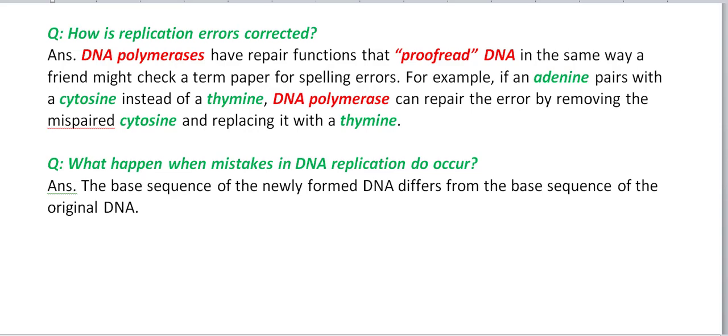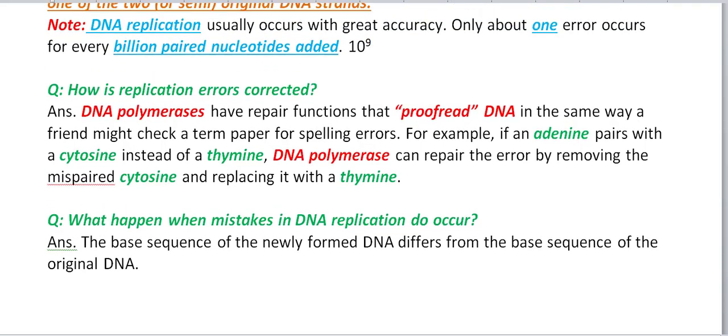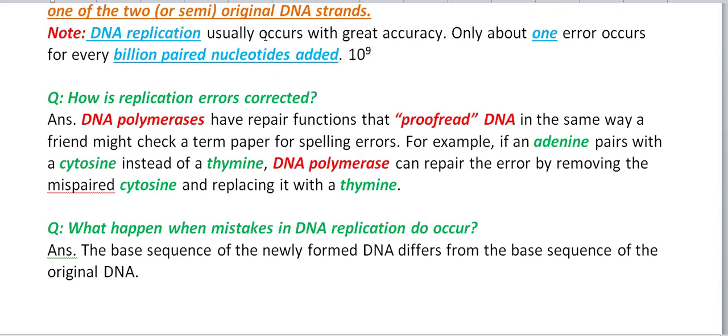In the previous lesson we discussed that DNA replication usually occurs with great accuracy. Only about one error occurs for every billion nucleotide pairs, meaning 10 to the power of negative 9. How is replication error corrected?